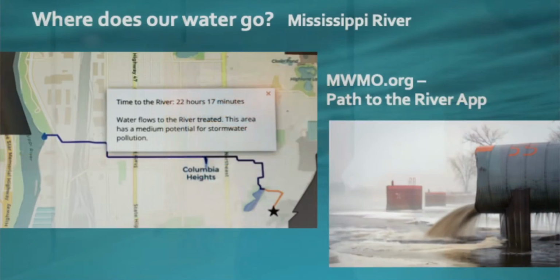So where does our water go? MWMO is Mississippi Watershed Management Organization. You can Google MWMO.org, Path to the River. You can click on your address, and all of a sudden it'll start showing you how the water runs through your neighborhood. Okay? This is a Google shot I took.